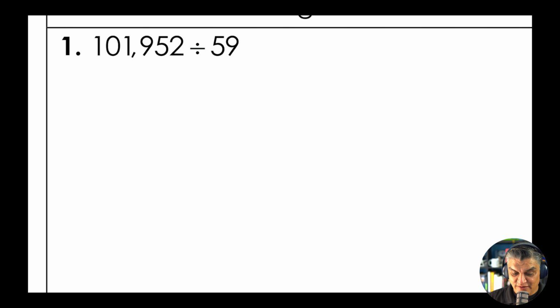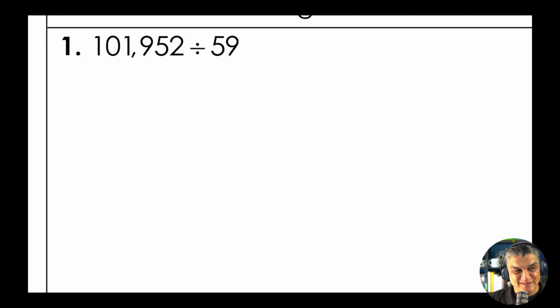I would use a calculator or long division. I would just divide 101,952 by 59, and it can be done on paper or calculator. The answer would be 1728. I would solve with long division. The way I would solve this problem is I would multiply a number with 59 to subtract the other number. The answer is 1728. I would put the 59 on the outside of the little house.